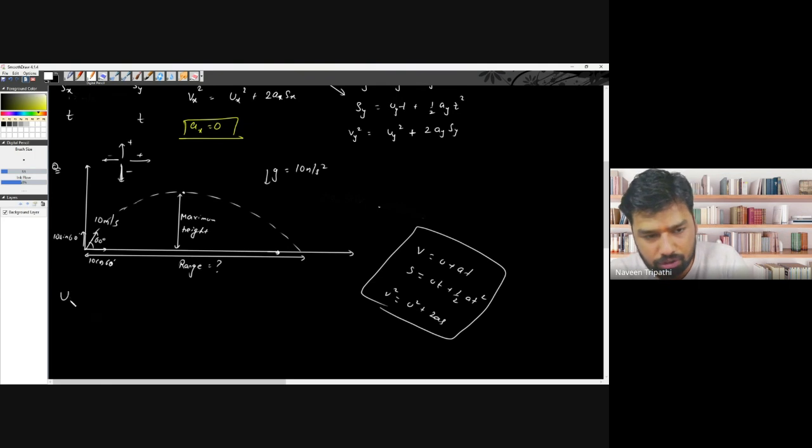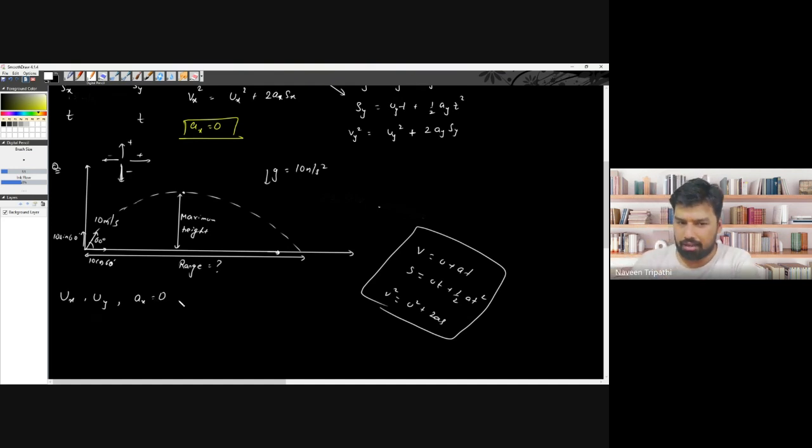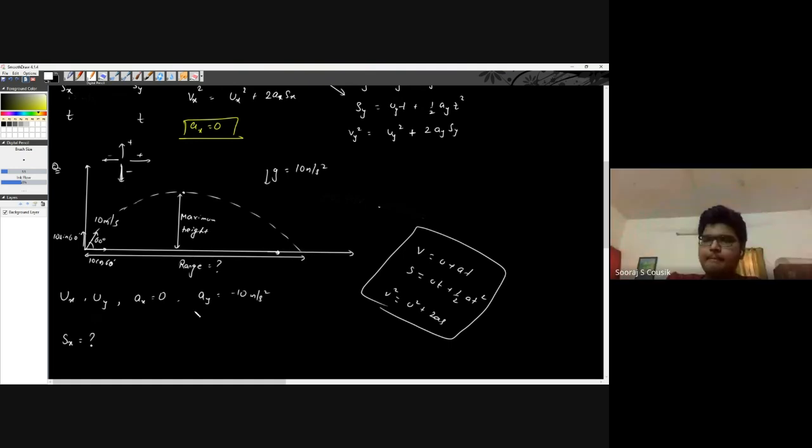I have initial velocity in x. I have initial velocity in y. I know acceleration in the x-axis is 0, so I have that too. I have acceleration in y as negative 10 meters per second square. I want to find d, and I don't have time. What I want to find is the total displacement in x, because when the particle lands here, that is the range.